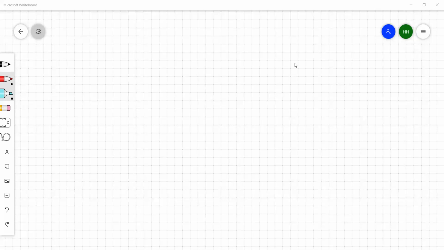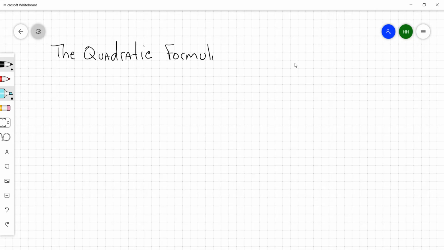All right, today we are going to talk about and work with the quadratic formula. Now, we're still working with quadratic functions. We're still solving quadratic functions.